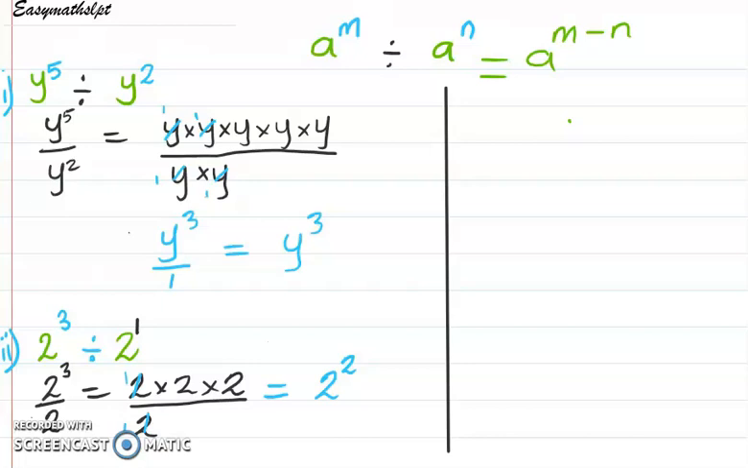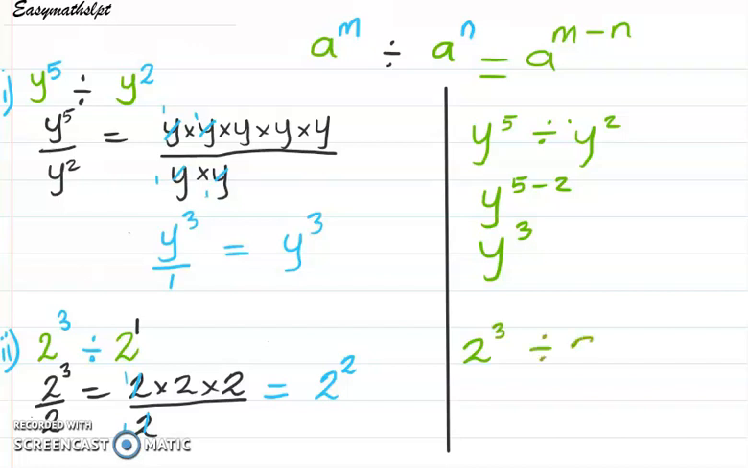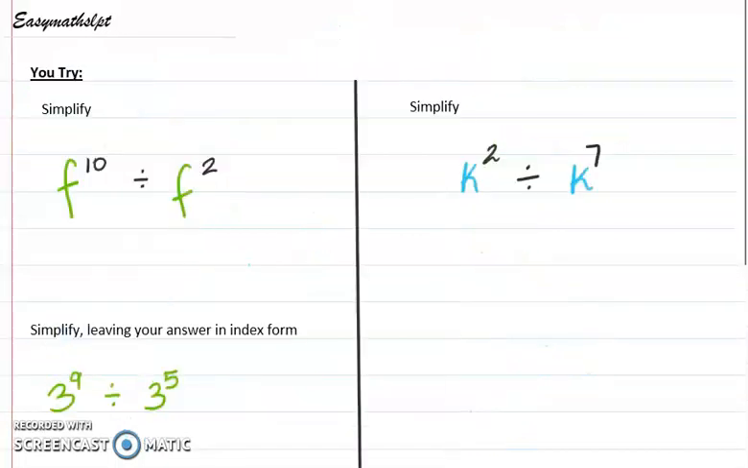Now let's apply the laws using these same examples. So y to the fifth power divided by y squared is the same as y to the 5 minus 2, which is y to the third power, or y cubed. In the next example, 2 to the third power divided by 2 is the same as saying 2 to the third power minus 1, since our power here is 1, which is 2 squared. Now your turn. Pause the video, have a go, and then we'll do them together.